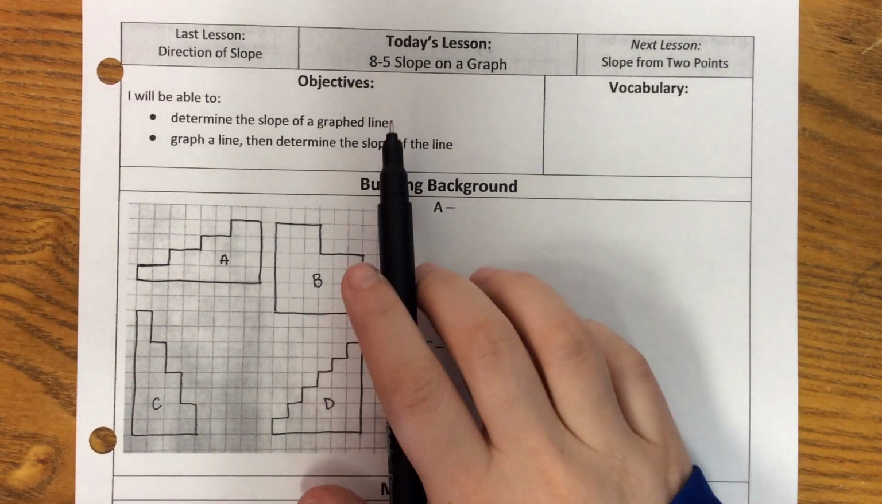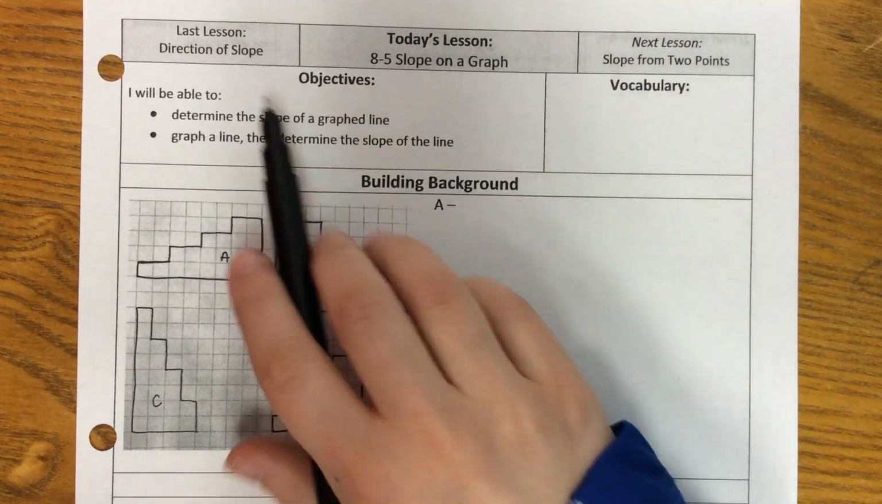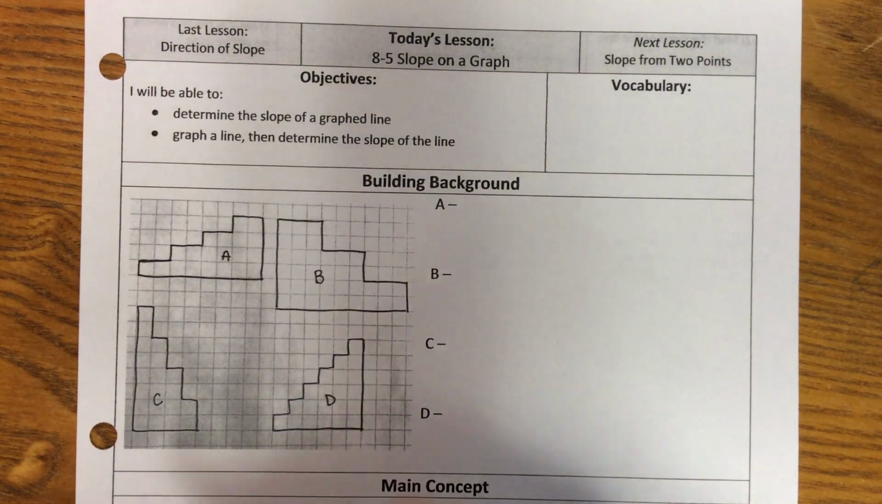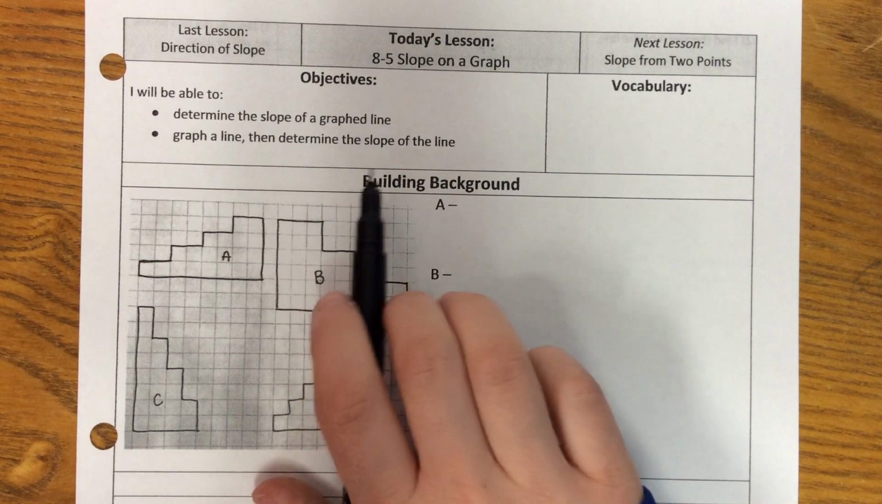All right, welcome to 8.5, which is slope on a graph. Today we're going to be able to determine the slope of a graphed line, so the actual number it represents. And then we're also going to graph a line and determine the slope of it.